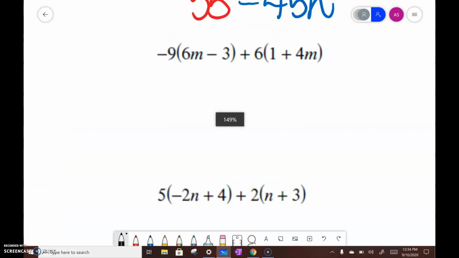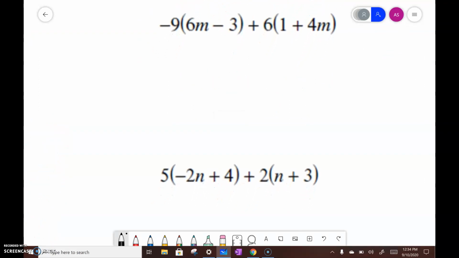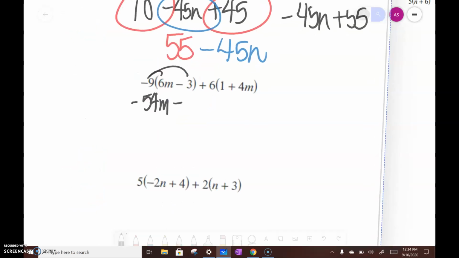All right, so let's look at this next problem. Looks pretty hard for some people, but all you want to do is look at it one step at a time. So I'm going to look at this negative 9 times 6m minus 3 first. So we have negative 9 times 6m. That's going to give me negative 54m. Then I have negative 9 times negative 3.